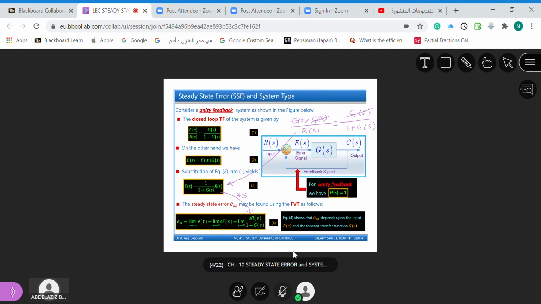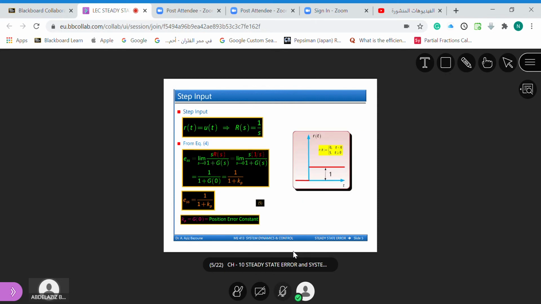So if you look now at the steady state error, ESS, it will depend on the input and it will depend on G of S only. That's why we are saying equation 4 shows that the steady state error depends on the input R of S and the forward transfer function G of S. It does not depend on the overall or closed loop transfer function. It depends on the forward transfer function G of S and the input. So since we have the input, we will see now what are the inputs that we can have.